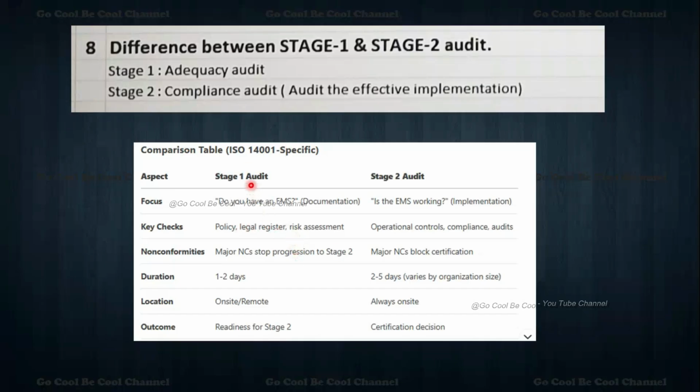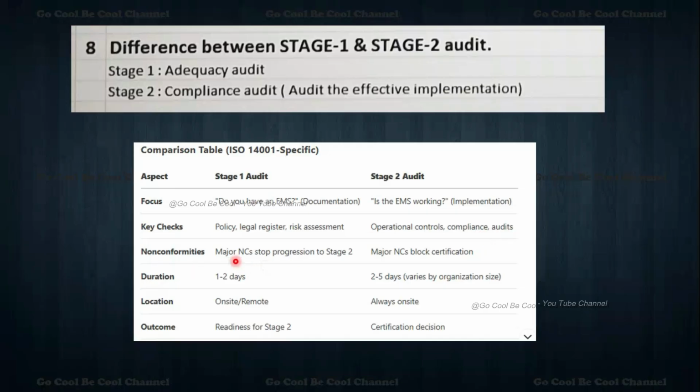Comparison table. Focus: do you have EMS documentation? That is the stage 1 audit. Stage 2 asks: is the EMS working? That is implementation. Stage 2 is the next level, checking corrective actions and seeing that things are happening in the proper way. In stage 1, we check whether things are available as documented. The key check is policy, legal register, risk assessment and many other things. Here the key check is operational control, compliance, audits and everything.